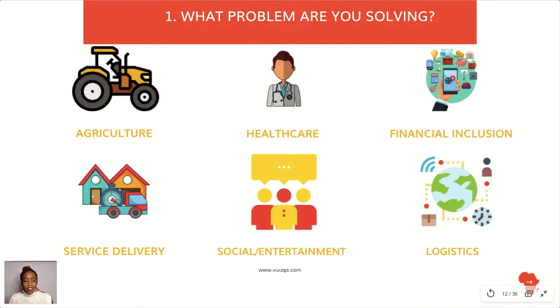It could be in healthcare, service delivery. It could even be in entertainment. For example, last year we visited Mthatha, in the Eastern Cape in South Africa. We were speaking to some of the locals there, and they're telling us how they don't even have a movie theater. They have to drive about an hour or two to go to the movies, which means there is room for innovation when it comes to, for example, social and entertainment.